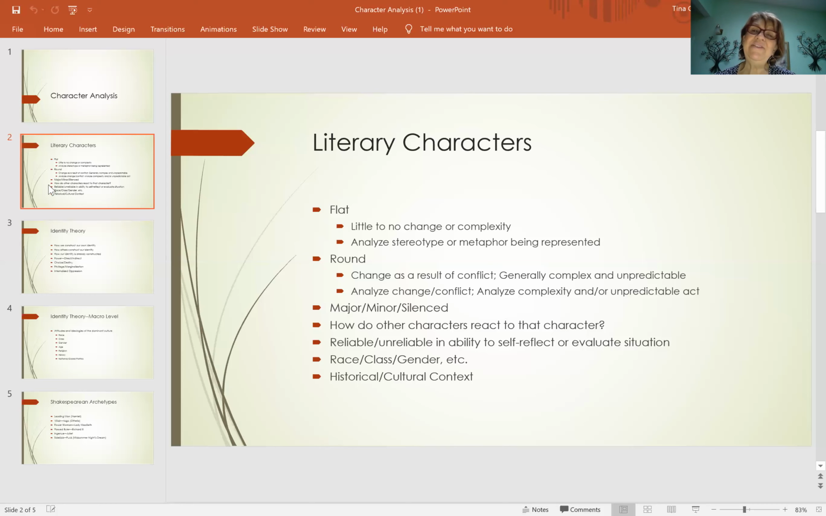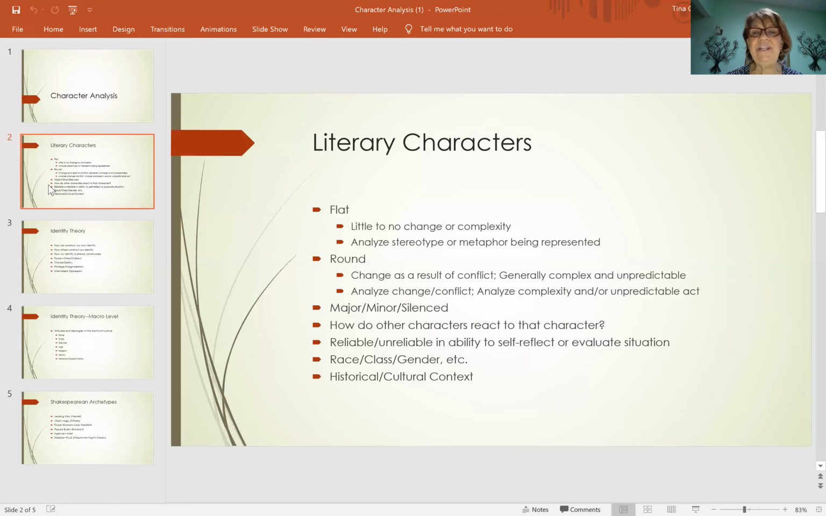So then there is the round character, and your round character does, by definition, experience some kind of change, right? Usually as a result of a conflict that's been developed in the story. There's usually some kind of epiphany, and as a result of that, the character is forever changed.